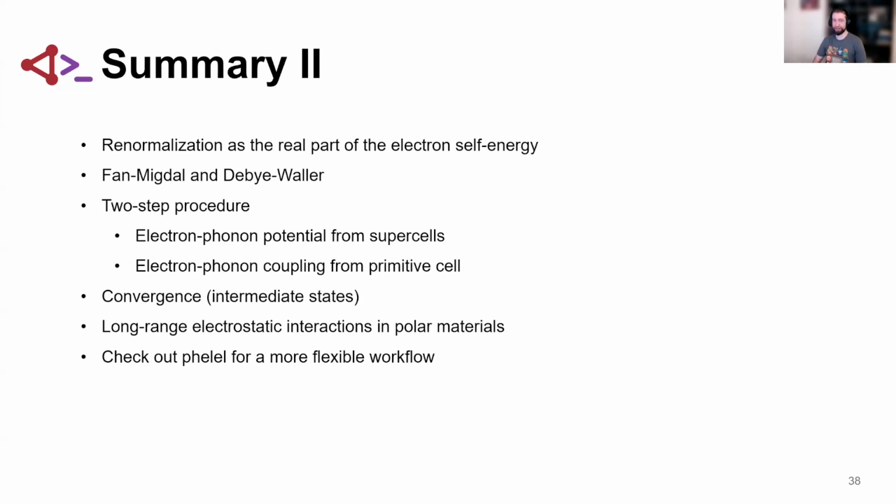I gave you two important cases where you have to check convergence, namely with respect to Q points and with respect to the number of intermediate states, as well as how to treat long-range electrostatic interactions in polar materials. And finally, I want to give one more plug to this Fel tool that is available on GitHub. It does come with its own command line tool that will provide you basically a walkthrough of your calculation that keeps things consistent. It will give you a step-by-step tutorial essentially of how to run these calculations.